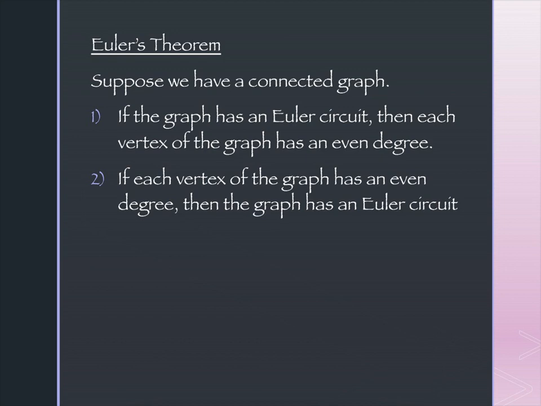So if I have a connected graph, then number 1 says, if the graph has an Euler circuit, then each vertex of the graph has even degree. And number 2 takes that statement and flips it around. It says, if each vertex of the graph has an even degree, then the graph has an Euler circuit. So jot that down, and I want to make a really strong comment about this. It's simply not always true.